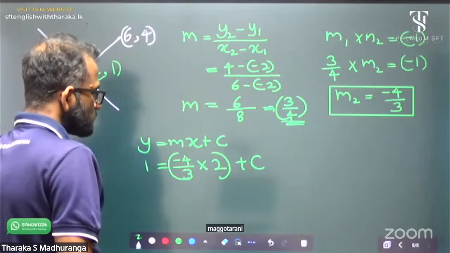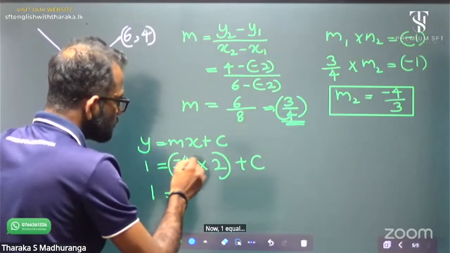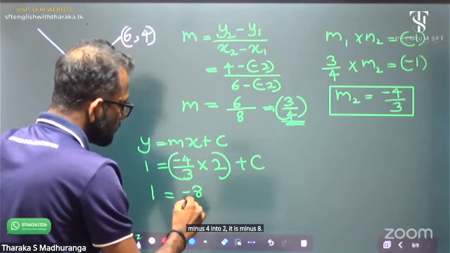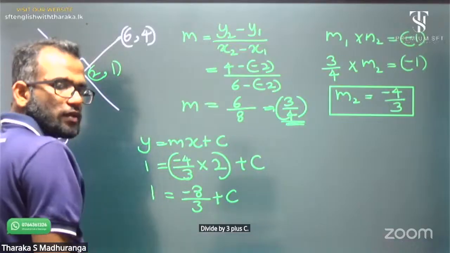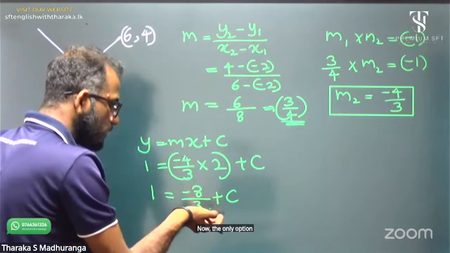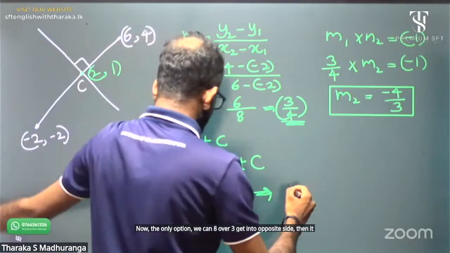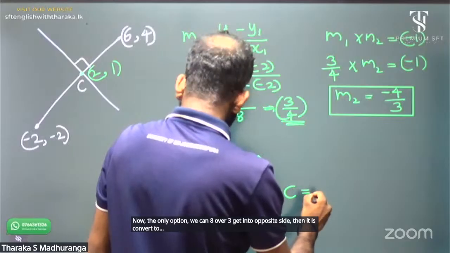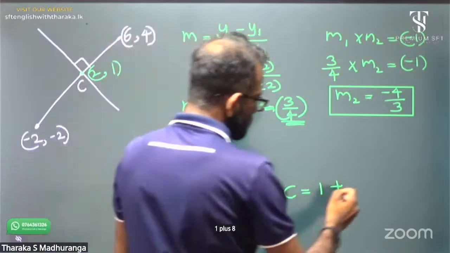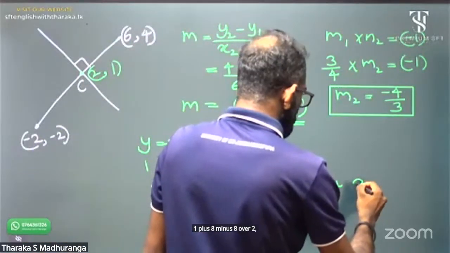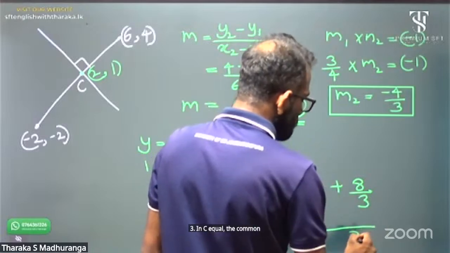Now 1 equal -4 into 2, it is -8 divided by 3 plus c. Now the only option, we can get 8/3 into the opposite side, then it is converted to c equal 1 plus 8/3. -8/3 converts to plus 8/3. Then c equal, the common value is 3.